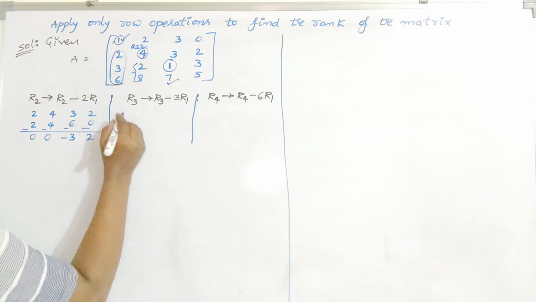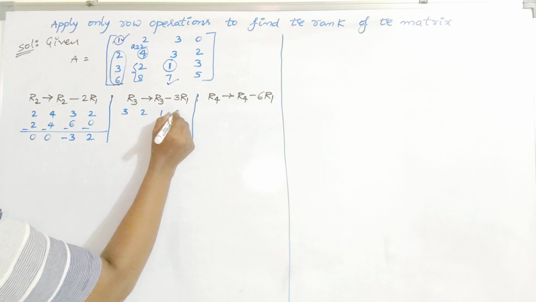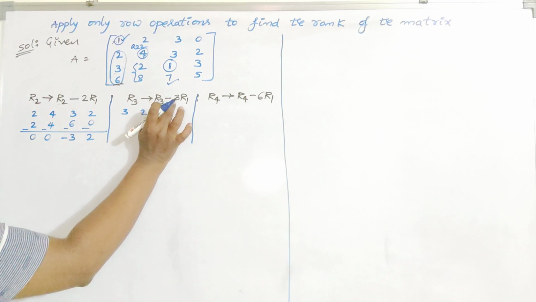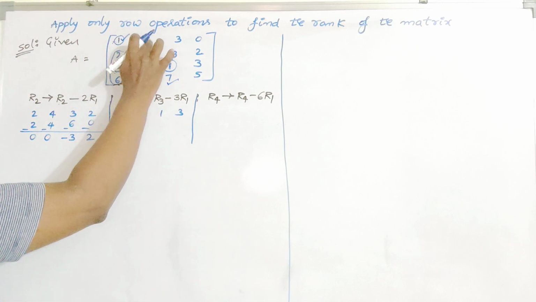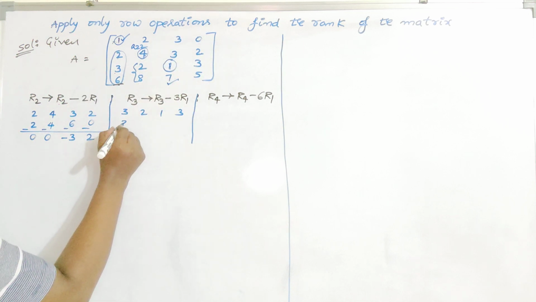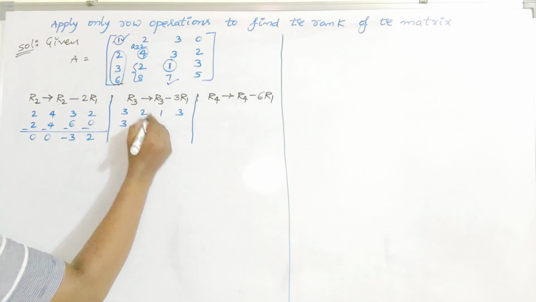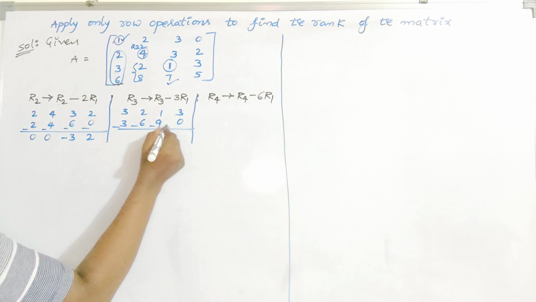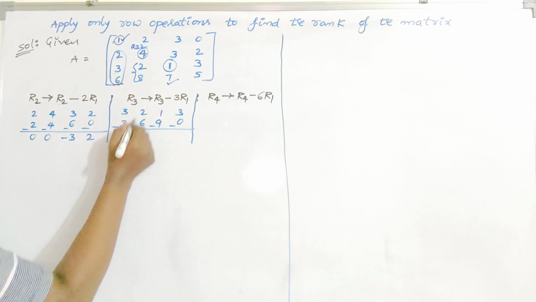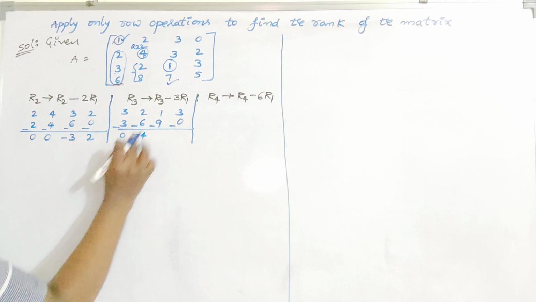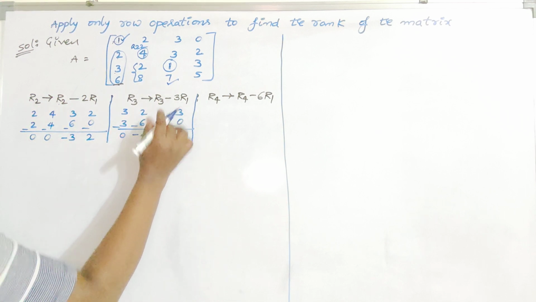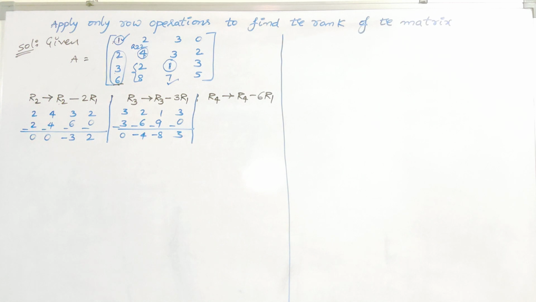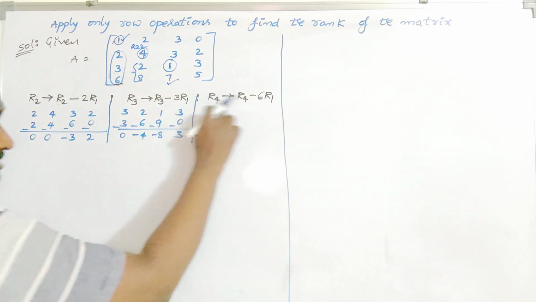Now write R3 as usual here: 3, 2, 1, 3. Next, you should multiply each and every element in the first row with 3. So 3 ones are 3, 3 twos are 6, 3 threes are 9, 3 zeros are 0. Subtract each and every term. 3 minus 3 is 0, 2 minus 6 is minus 4, 1 minus 9 is minus 8, 3 minus 0 is 3.